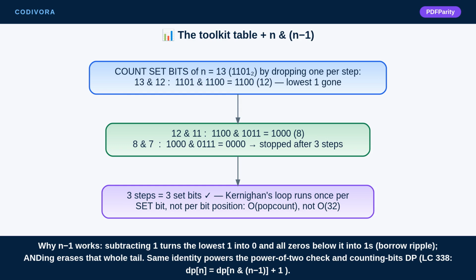Why N-1 works. Subtracting 1 turns the lowest one into 0 and all zeros below it into ones, borrow ripple. ANDing erases that whole tail. Same identity powers the power of 2 check and counting bits DP, LC 338. DP equals DP of N and N-1, plus 1.